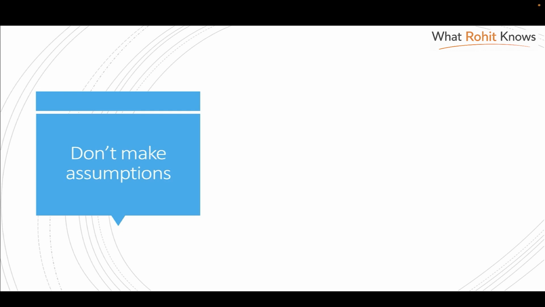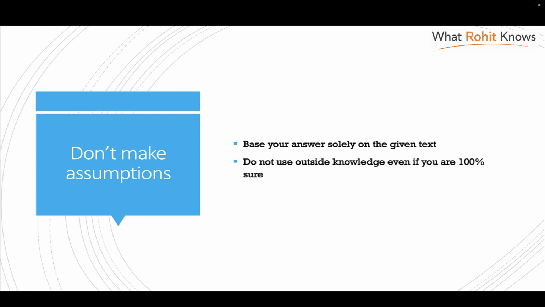Don't make any assumptions. Your answer should be based solely on the given text. The information that's there in the given text, select your answer based only upon that. Don't use your general knowledge, outside knowledge, even if you think, I'm an expert in this particular topic and what's written is incorrect, the text is incorrect, or the question is incorrect. No, what's written there is the only basis on which you should select your options.